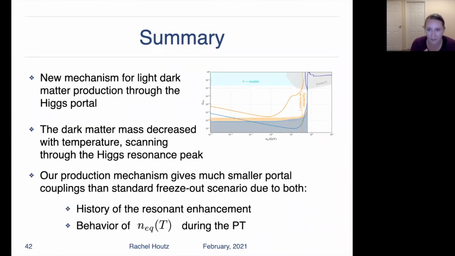And so we have this new freeze-in-like mechanism for producing light dark matter through the Higgs portal, freeze-in with a few qualitative caveats. And in our mechanism, the dark matter always scans through the Higgs resonance peak. And we found that we get much smaller portal couplings than standard freeze-out due to both the history of resonant enhancement, and also the behavior of the equilibrium number density of the dark matter during the phase transition.